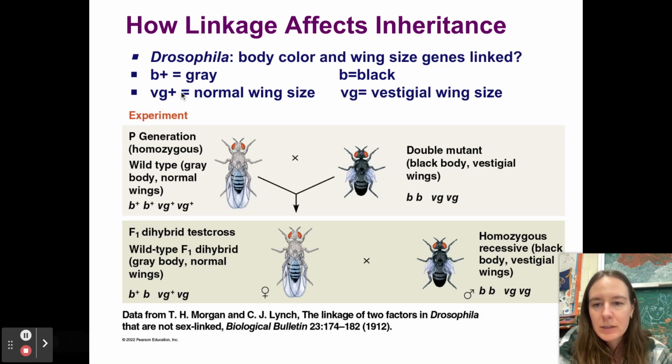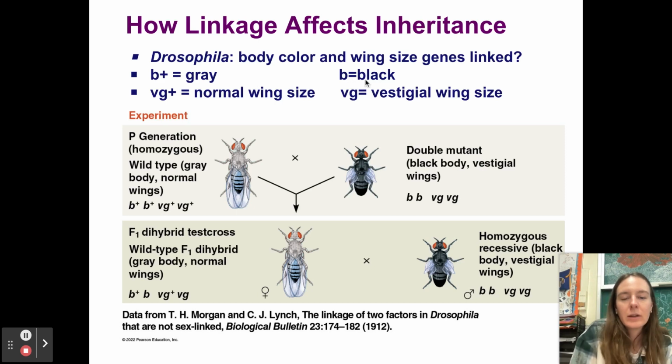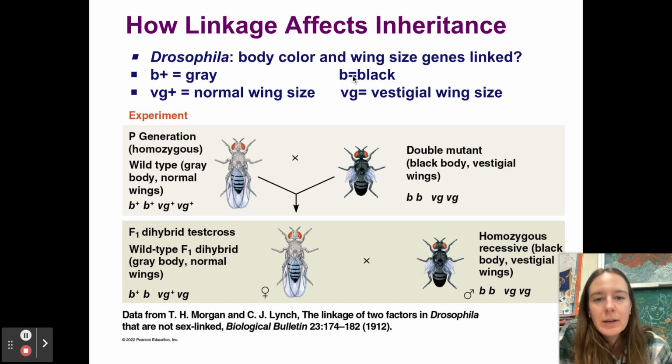This B+ is going to be the gray allele. This is the wild type, so this is the normal. The B, just a regular B, is the mutant allele, so that is going to be black. The VG+ is normal wing size, the wild type. The VG is vestigial. Vestigial means short little wings, so these are short wing size.